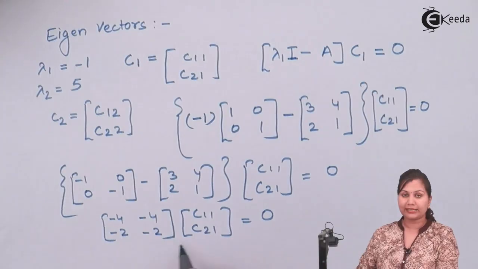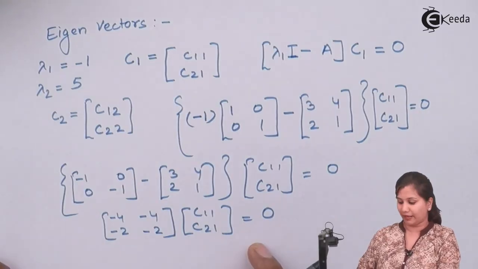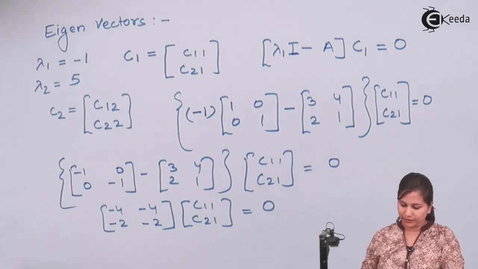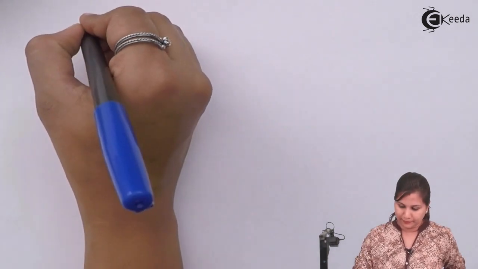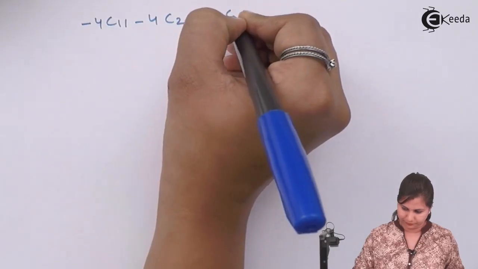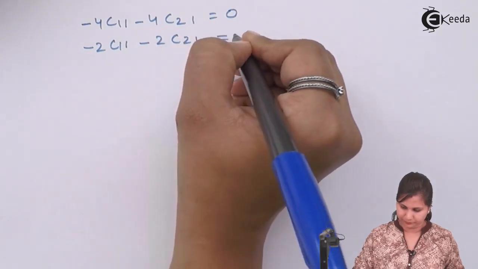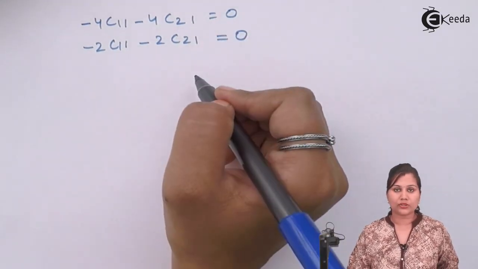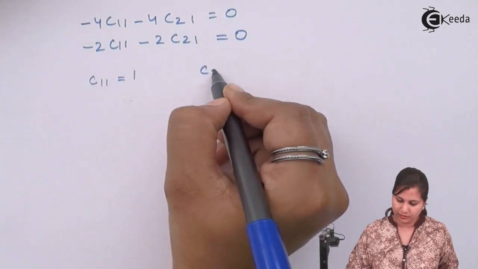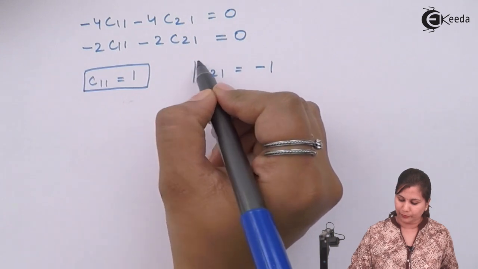Now we are going to multiply these two matrices. So we are going to get two equations, and those two equations will give us the value of the two variables C11 and C21. So let's solve these two equations. When we solve these two equations, we will get the value of C11 and C21 as 1 and minus 1. So we have got our first eigen vector.